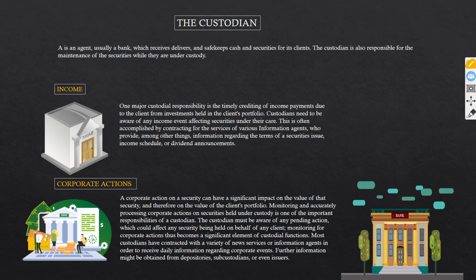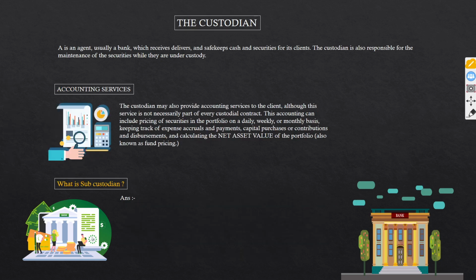So in short, custodians are primarily responsible for trade processing, income processing, corporate actions, safekeeping, and the most important, accounting services. The custodian may also provide accounting services to the client, although this service is not necessarily part of every custodial contract. This accounting can include pricing of securities in the portfolio on a daily, weekly or monthly basis, keeping track of expenses, accruals, and payments, capital purchases or contributions and disbursements, and calculating the net asset value of the portfolio, also known as fund pricing.